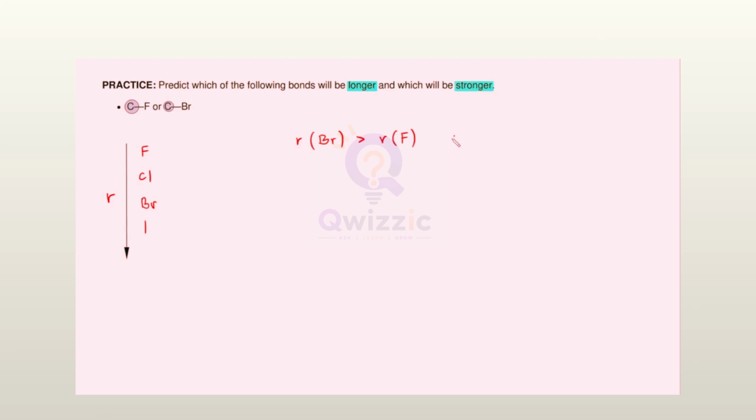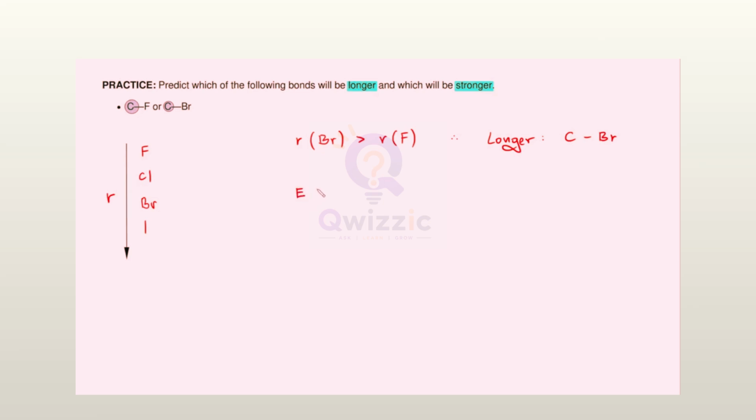And of course, the bigger the atom, the longer the bond length it will make if the two atoms that we're comparing are bonded to exactly the same atom. And this is the case because we're considering the same carbon atom that is bonded to each of the two halogens. Therefore, the longer bond will be the carbon-bromine bond, due to the fact that bromine is larger than fluorine.